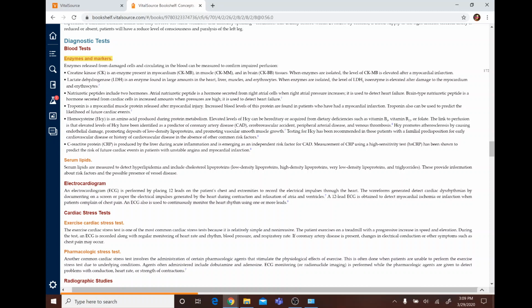So we have two natriuretic peptides, two hormones, ANP and BNP. ANP is secreted from right atrial cells when right atrial pressures increase, and that's used to detect heart failure. And then BNP, this is secreted from cardiac cells and increased. What does this use to detect? It's increased in heart failure too. So troponin, this is released after what? MI usually. It predicts the MI.